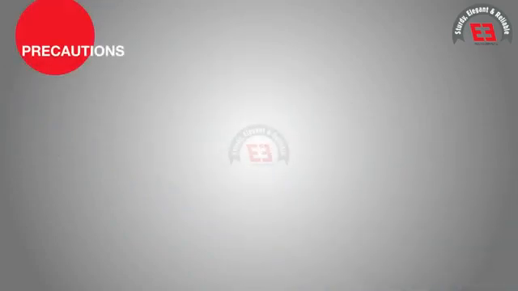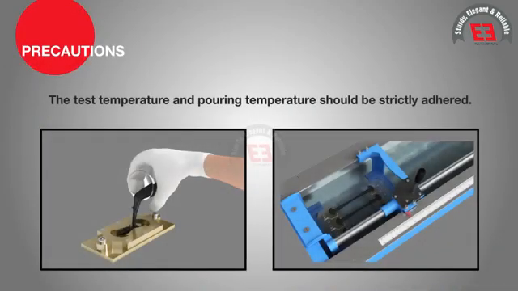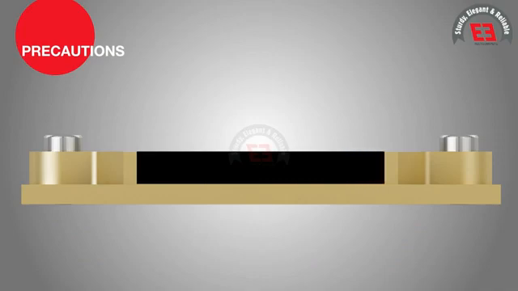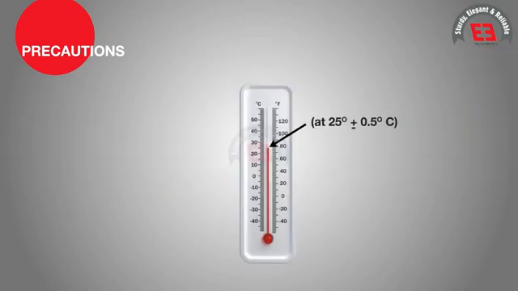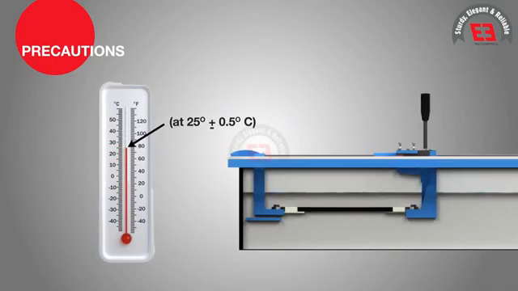Precautions: The test temperature and pouring temperature should be strictly adhered to. Minimum width at the cross section of the sample should be 10 mm by 10 mm. The stretching thread should not touch the bottom of the ductility machine. The test temperature is 25 degrees Celsius plus or minus 0.5 degrees Celsius and the rate of pulling is 50 mm per minute plus or minus 2.5 mm per minute.